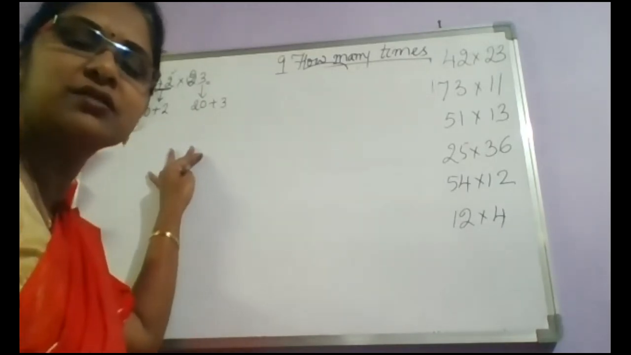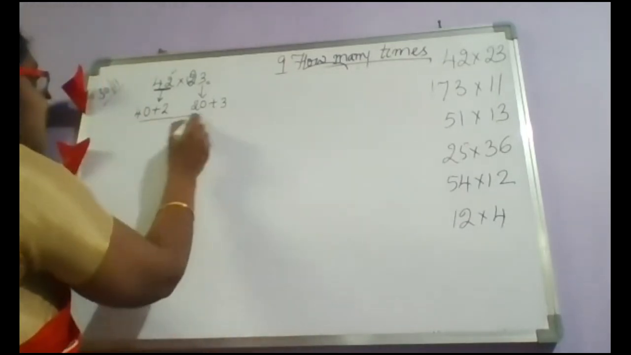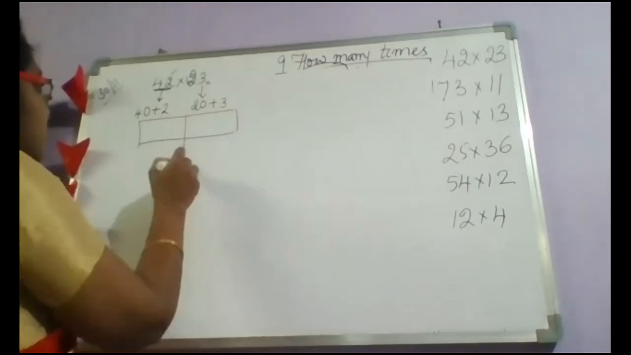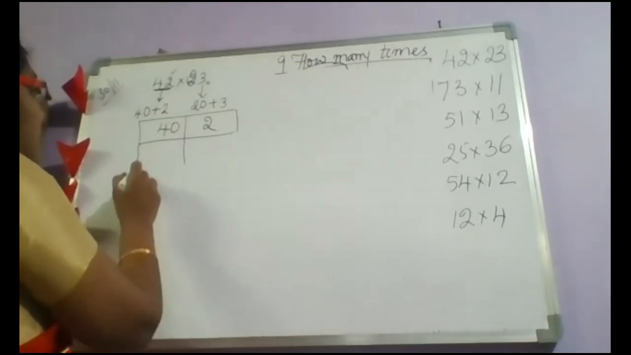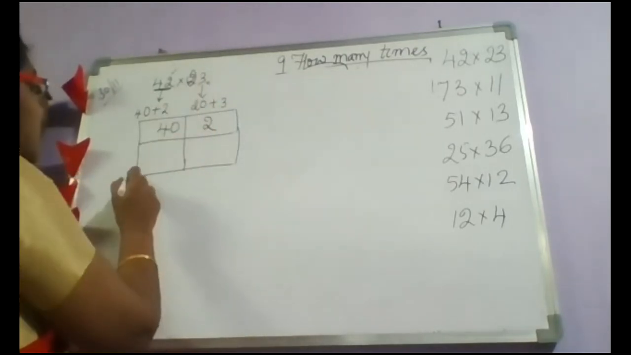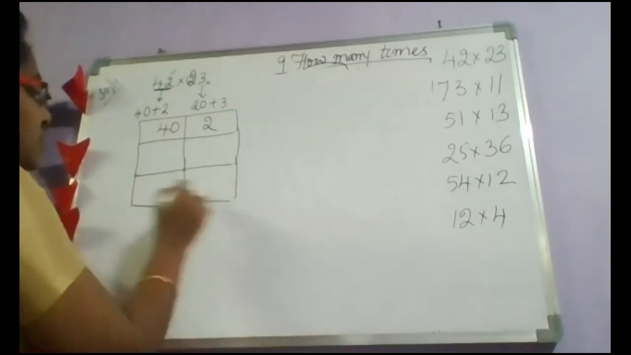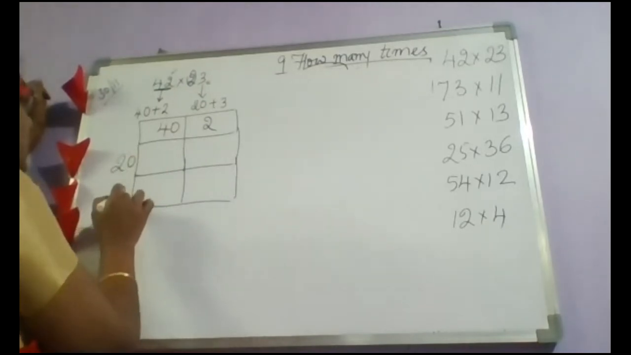Hemanandana, please sit and listen. So now, how to write this? First, you take these two numbers, 40 and 2. Because you have two digits, you need to take two rows like this, one on this side and one on this side. And here 23, 20 plus 3. This is how you write.